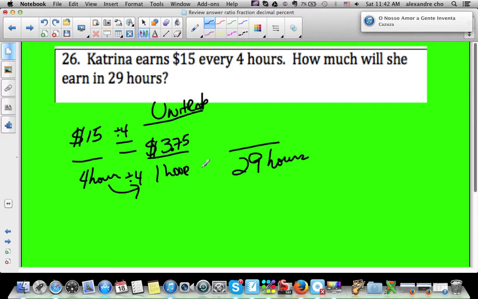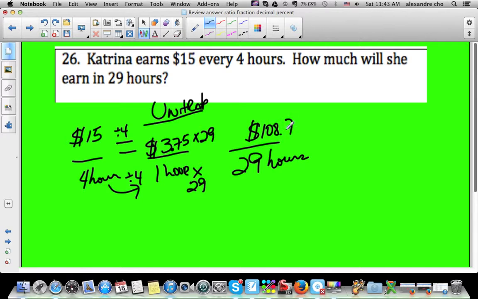And then now we multiply. An hour to change to 29 is times 29. So if she works 29 hours, it gives us $108.75. Okay, so this one you have to go from rate to unit rate and then multiply to find your final answer.